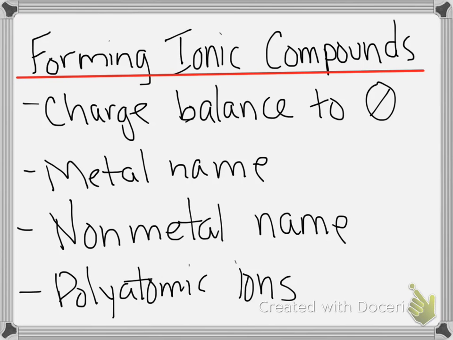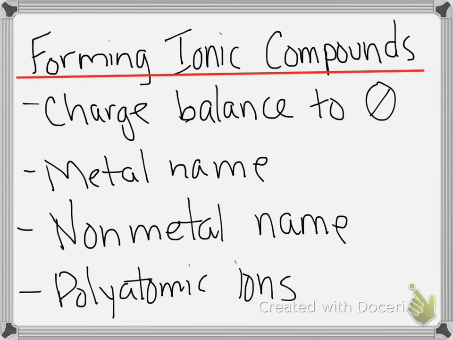So what does this all mean? Why do I care about the charges? When you form ionic compounds, you're dealing with cations and anions, and each of those have charges, but the overall ionic compound has a charge of 0. And so we're going to balance this out to 0 by adding cations and anions.